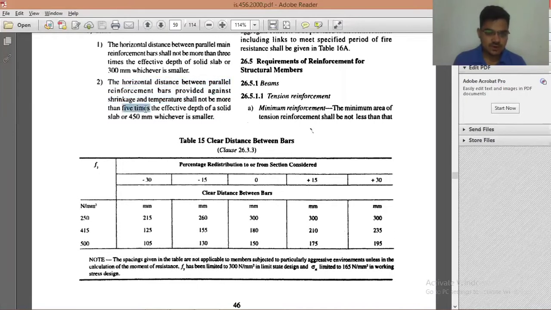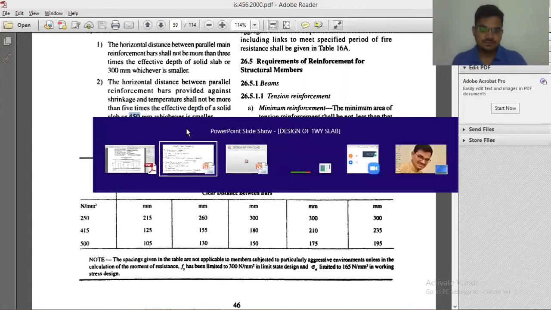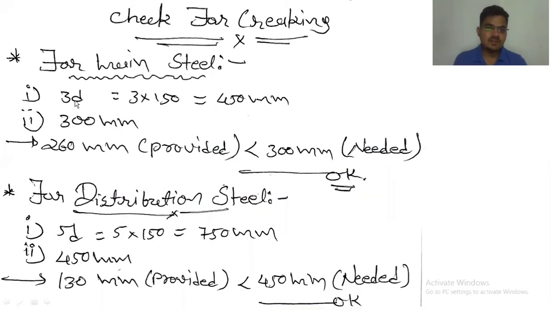It is for 5 times effective depth, and the second one is for 50 mm, whichever is smaller. Okay. So for main steel, 3 times effective depth is 3 into 150, which is 450 mm, and the second one is 300. The smaller among these two values is 300 mm, but our provided spacing for main steel is 260 mm, which is smaller than 300 mm, so it is okay. It is safe.